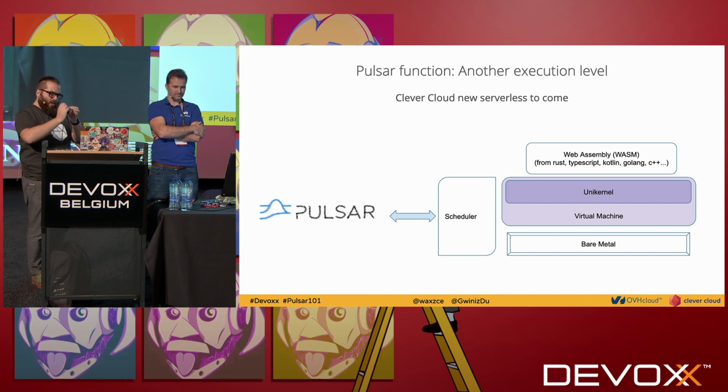We start just a unikernel in a few nanoseconds, launch your function, and give back the answer. So you have the isolation of a virtual machine and the ability to use serverless stuff. It will be ready on Clever Cloud very soon. I do the first demo next week, so I hope it will be ready.